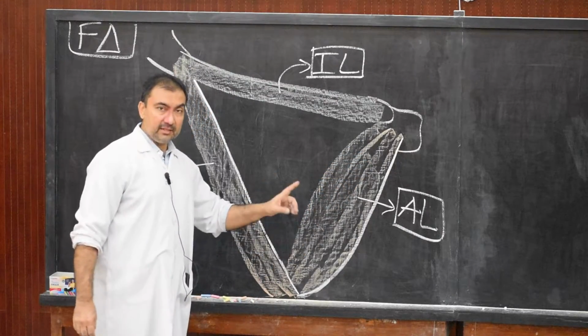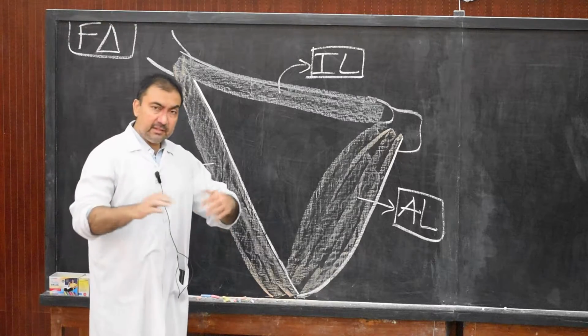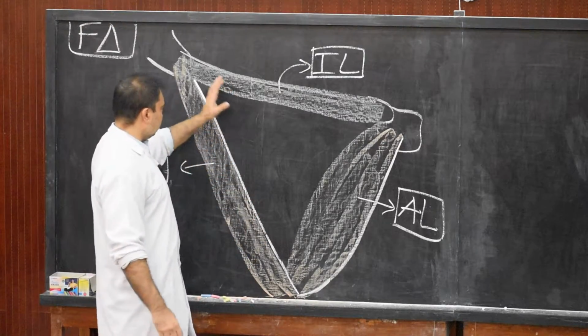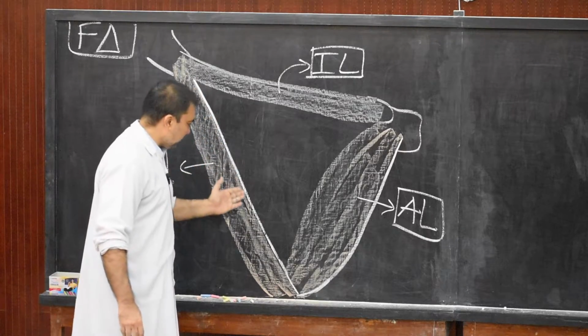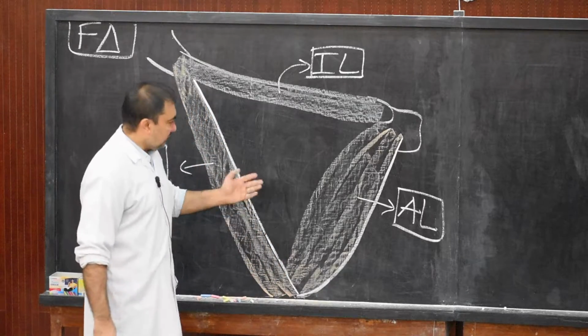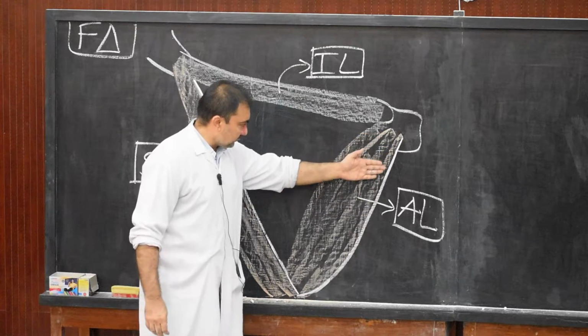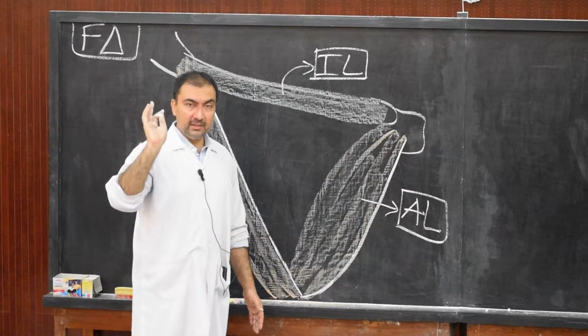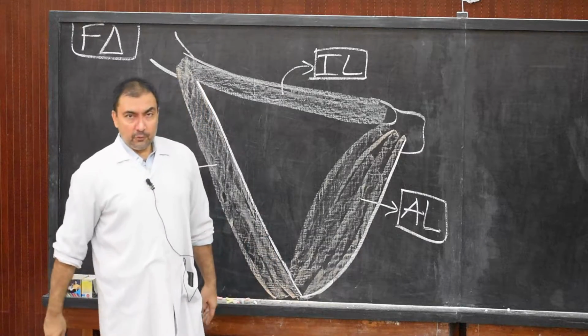Please note down, right and left boundary. That is lateral and medial boundary. The lateral boundary of femoral triangle, since this is the lateral side, is formed by the medial border of sartorius, and the medial boundary of femoral triangle is formed by the medial border of adductor longus muscle. Now we come to the floor.